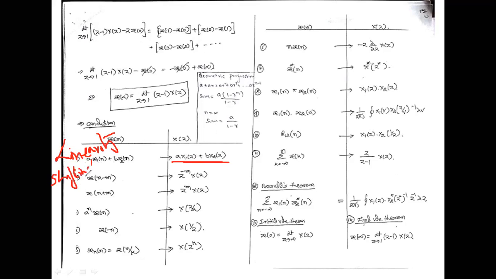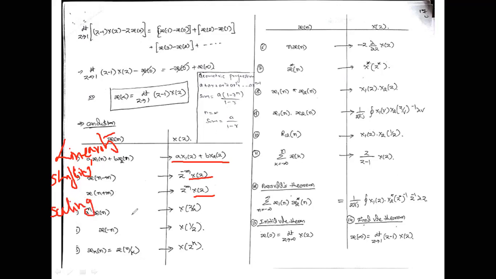Shifting property. In that shifting, for positive values of m, negative powers of z are multiplied with the unshifted Z transformation. And if you take the second case, for negative values of m, positive powers of z are obtained, and it is multiplied with X of z. Okay. Next one is the scaling property.